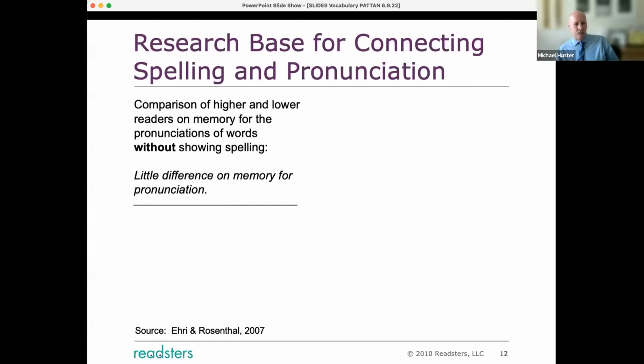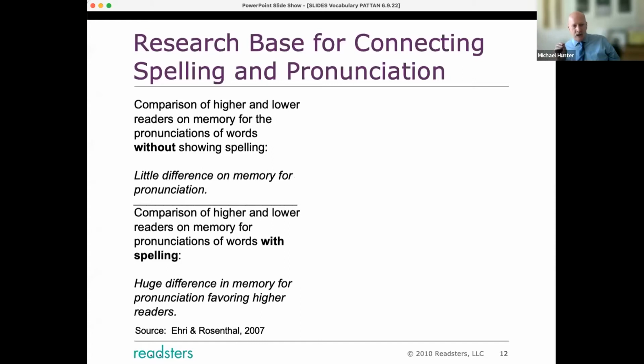What they found was there was little difference on memory for pronunciation. Both groups had the same rate of return on the number of words they could remember. Then in contrast, they compared the same reader groups on their memory for the words when they showed the spelling along with pronouncing the word. They didn't go over the spelling, they just put the word up in print and then gave the pronunciation. They did a short list of words and then asked the students to recall the words they had just been shown and heard. What they found was a huge difference in memory between the higher and lower groups. The higher group, of course, had a better rate of return on the number of words they could remember after just seeing the word in print along with getting the pronunciation.